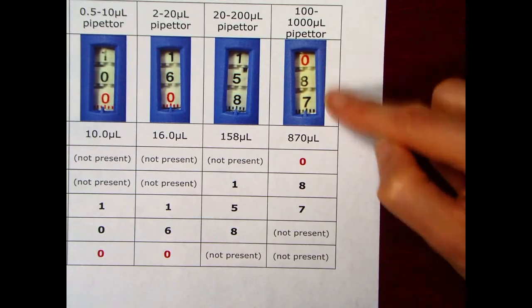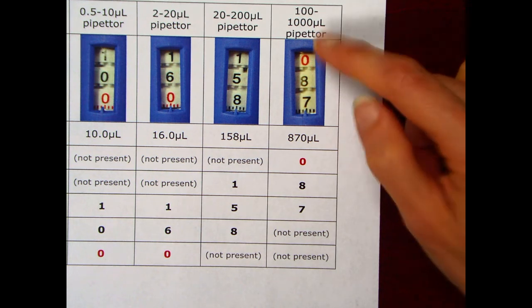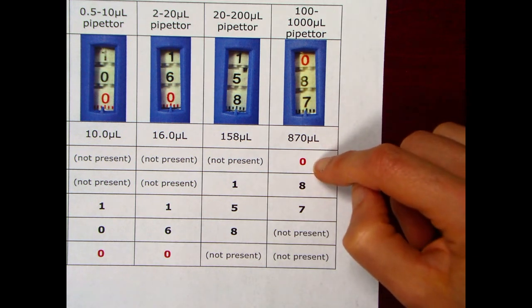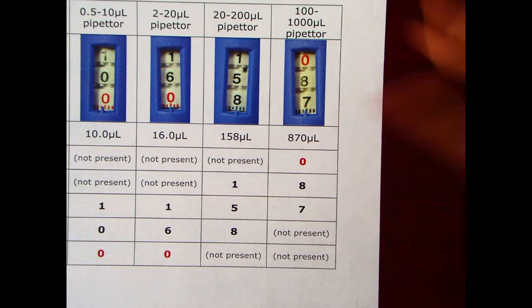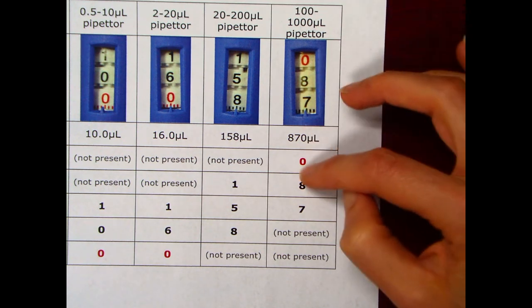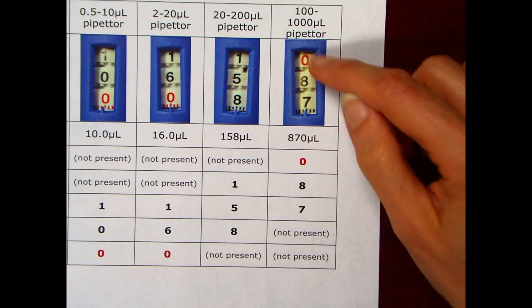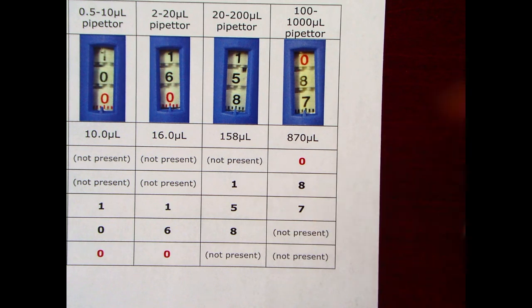And then in the 100 to 1000, again, the top number here corresponds to the unit of the maximum volume, which is 1000. And so this red number is to remind you that there is a punctuation mark. In this case, since it's the thousands place, it will be a comma after the 0. And so this is thousands place, hundreds place, tens place. So this would be 870 microliters. Okay.